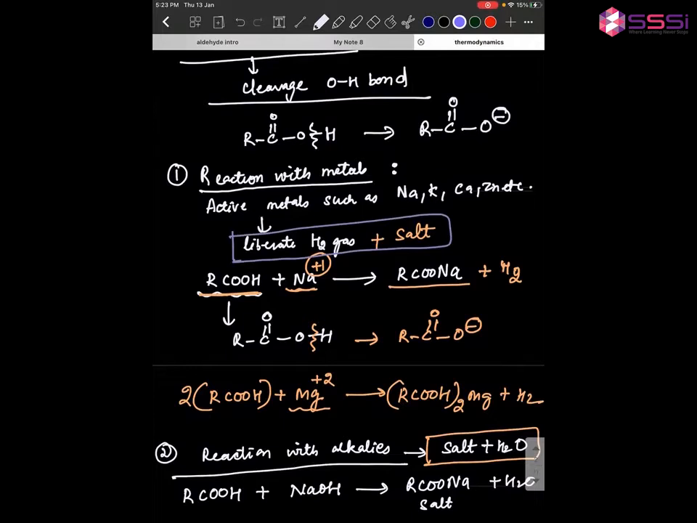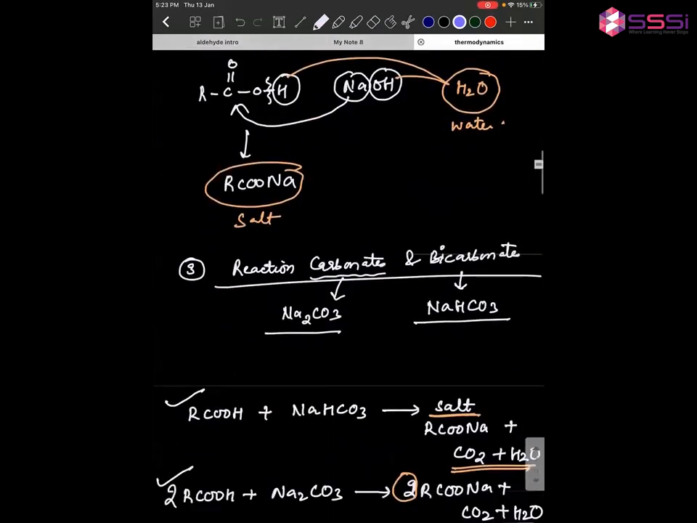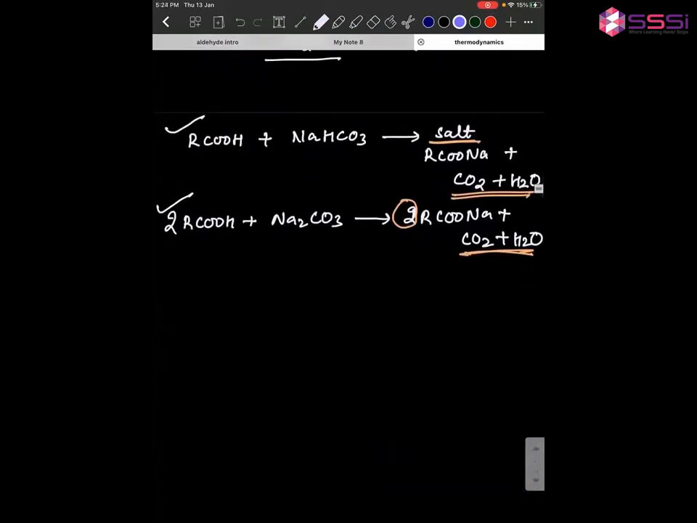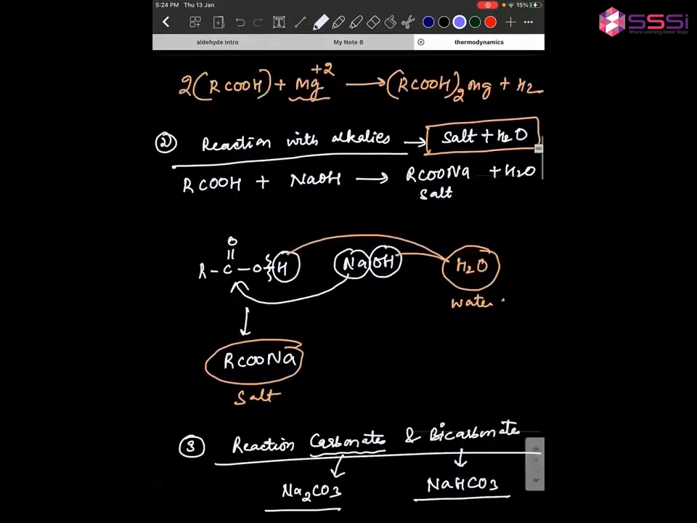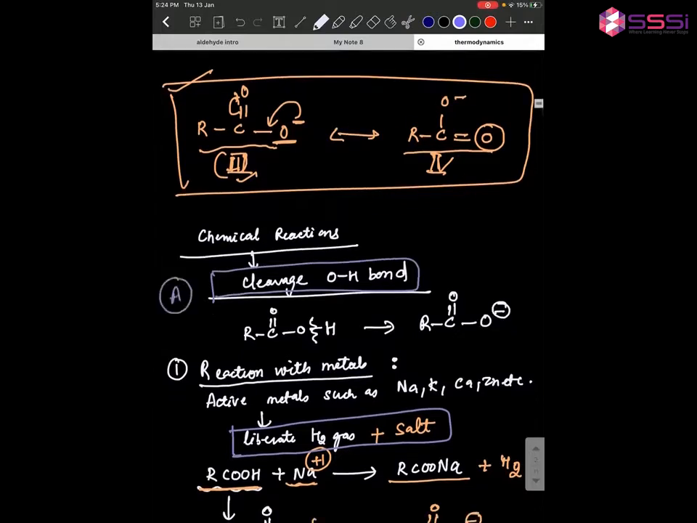In the first we were getting H2 gas, in the second we were getting water molecule, and in the third we are getting CO2 and H2O. So this was when we were doing these reactions, when we were doing cleavage of this OH bond. This is the first type of cleavage.